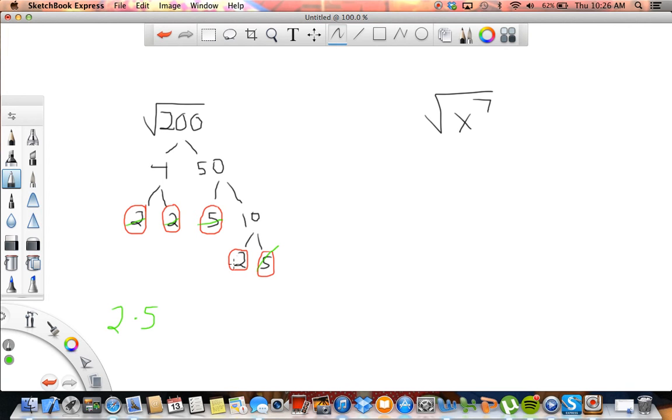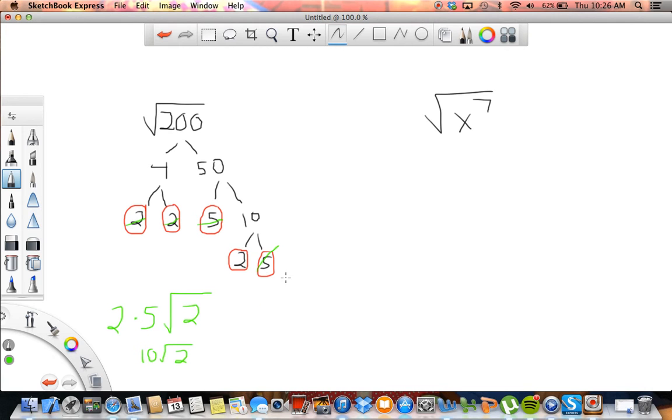Nope. But I do have this 2 kind of lingering right here, hanging out. So since it doesn't have a pair, it goes on the inside, square root of 2. And then to simplify this at the very end, just 2 times 5 gives me 10 square root of 2. And that's my final answer on that one.